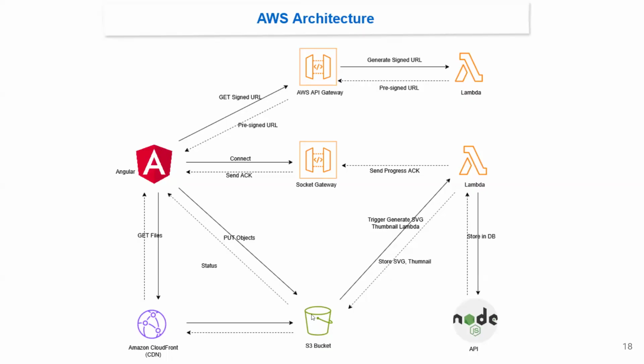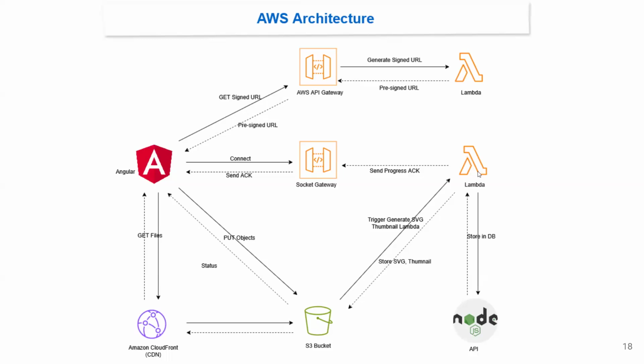Whenever the upload is finished, we can set up a small configuration, triggering a Lambda function like an event. Whenever the upload is finished, we can trigger the Lambda we have created. It has the main logic for generating SVGs and thumbnails, so this triggered function will run and generate thumbnails and SVGs, and it has the logic to store them again in the S3 bucket. So this Lambda will do all the work.